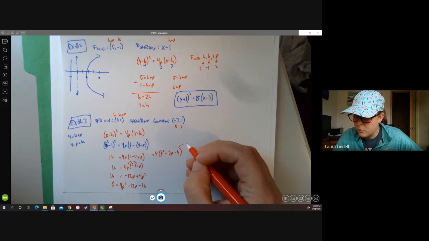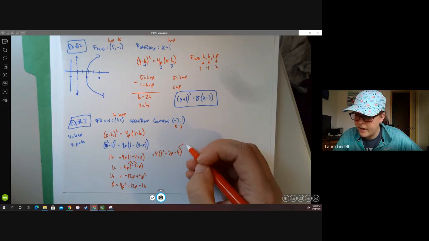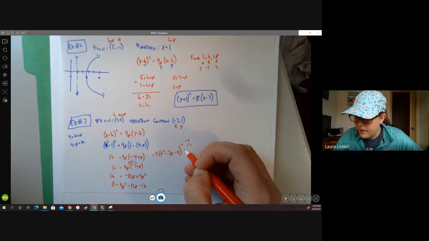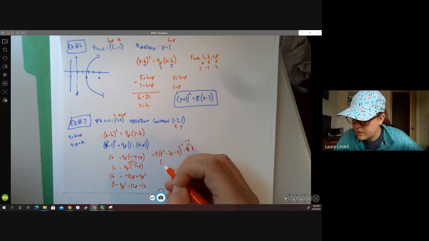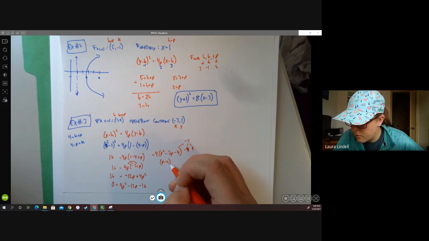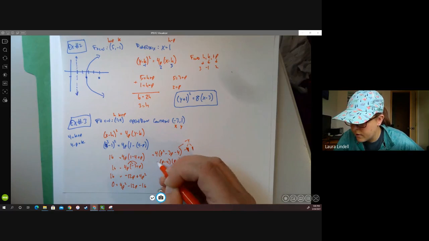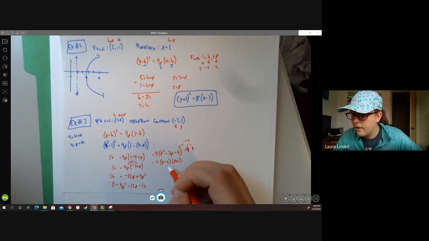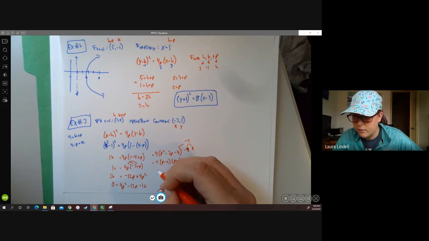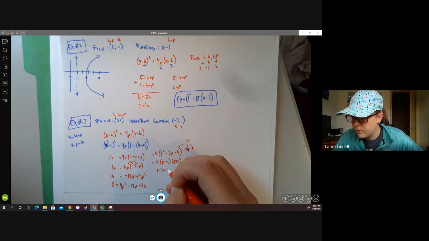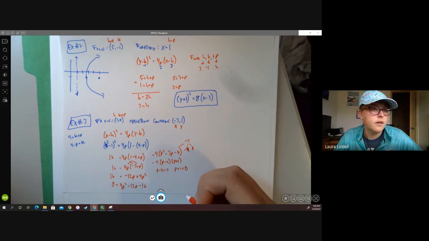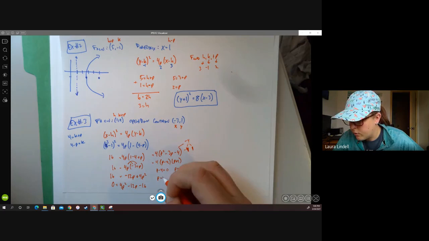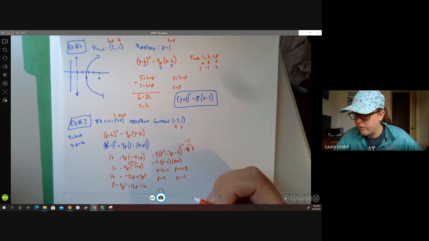Then looking for things that multiply to -4 and add to -3. Well, that would be -4 and +1. So we factor this to p minus 4 times p plus 1. And then we set each of these individually equal to 0. So p minus 4 equals 0, p plus 1 equals 0. So we get p equals 4 and p equals -1.